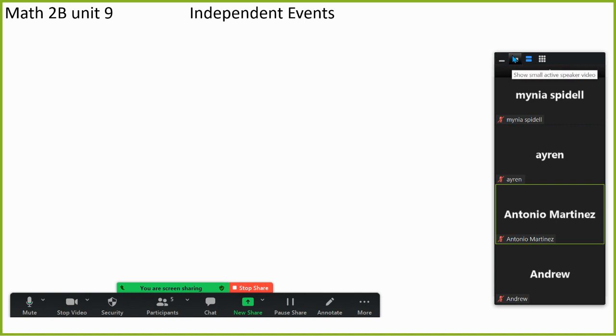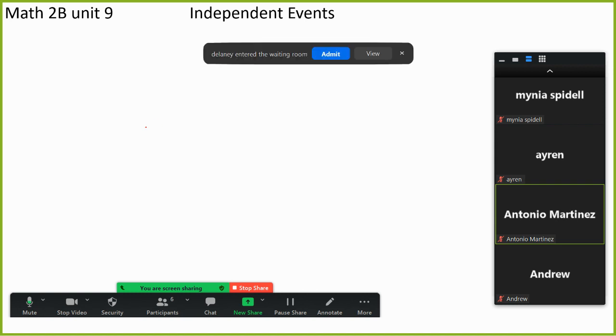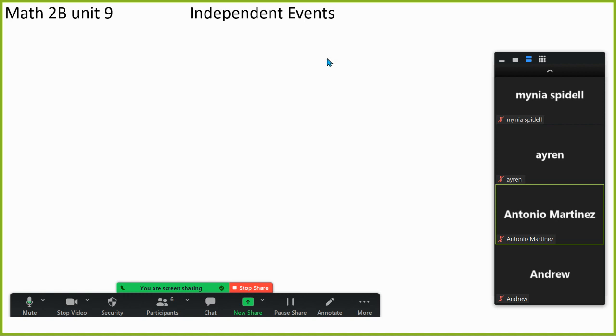So today's lesson, Antonio, you've seen this already. Maybe some more of you have too, if you've looked ahead. This lesson's called Independent Events. Yesterday was all about the multiplication rule, which included independent events, right? So yesterday we already started that conversation about independent versus dependent events and how to calculate those.